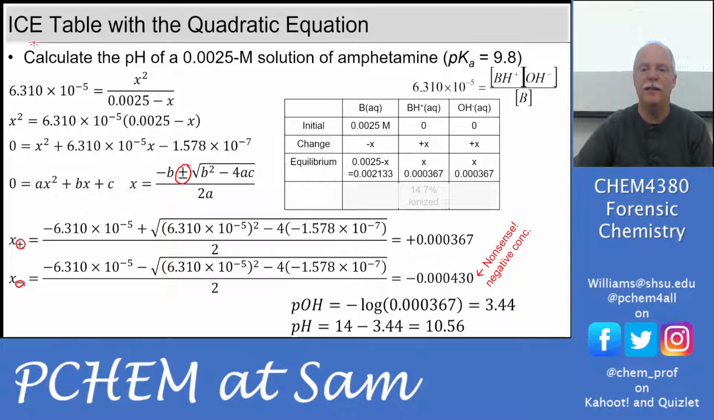Okay. And we can see that minus x was significant. It went from 0.0025 to 0.0021. So yeah, it changed in the first or the second digit. So we couldn't ignore that x without making a substantial amount of error. And then if we take that concentration of 0.0036 and divide by the 0.0025, we get that this is 14% ionized. And that is enough to drive this more into the aqueous phase. So 14% is not great, but it's better than 0.56%. Okay.